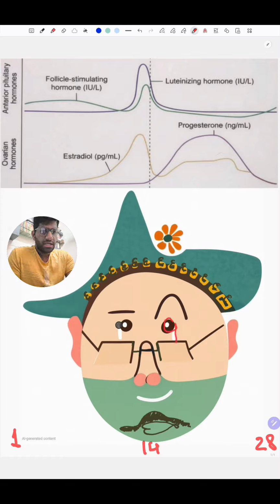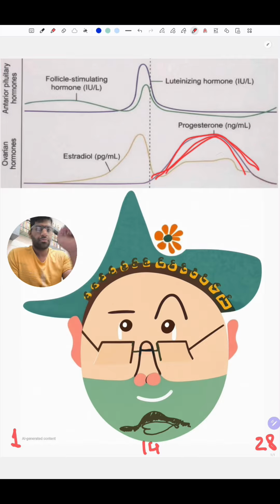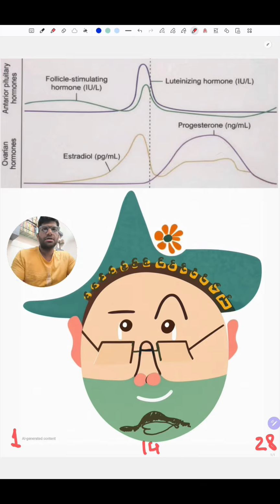Now let's look at progesterone. Progesterone is shown by his eyes. If you see the eyes, they look exactly like the letter P. The initial of progesterone is P, and the eyes look similar. So the right eye, which is after day 14, after the center line, the eyebrow of the right eye represents the progesterone curve. So you can see this is the progesterone curve.